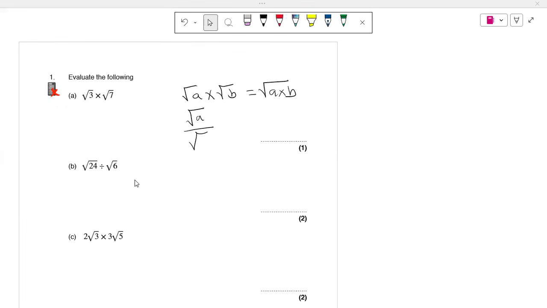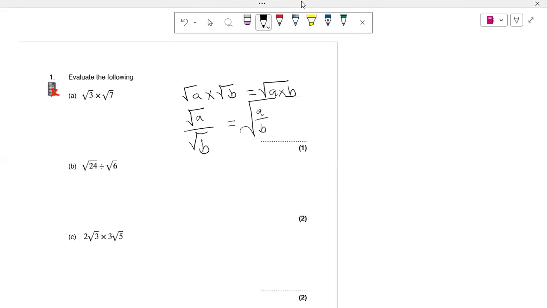Okay, so I said if you have square root of A multiplied by square root of B in multiplication, it can be written as the square root of A multiplied by B. The same thing for division. If I have square root of A divided by square root of B, that can also be written as the square root of A divided by B.